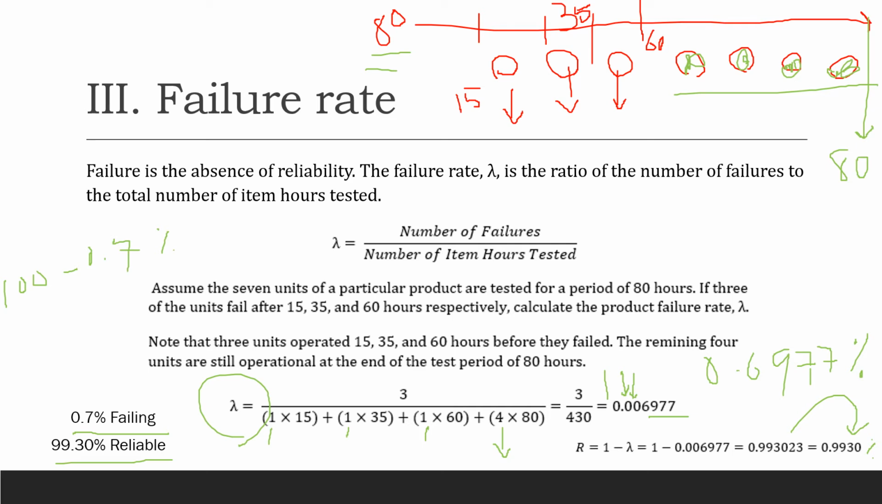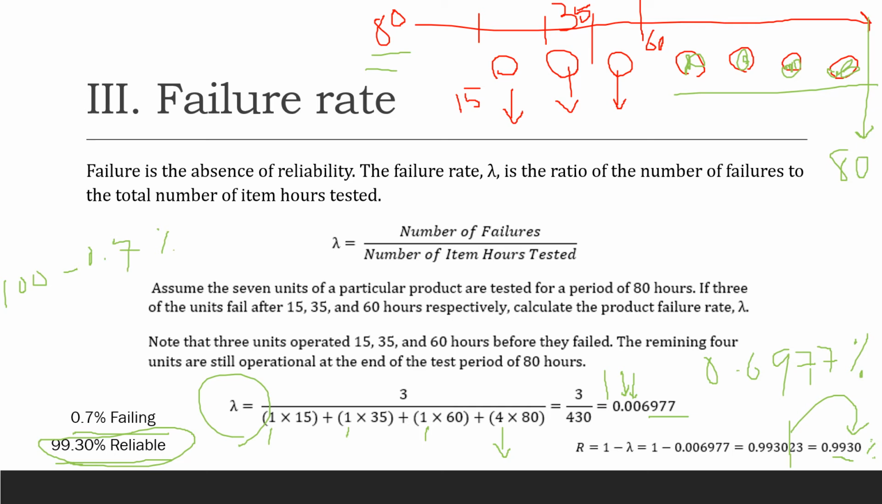Okay, 0.9930, reliable. So change that into a percentage, so you will get 99.30%. Okay. This is just rounding. 0.993023, cut it off here for significant figures, so I get 0.9930. Change that into a percentage. So you can calculate by using percentage, or you can calculate in decimal, and then at the end you can change it into a percentage.